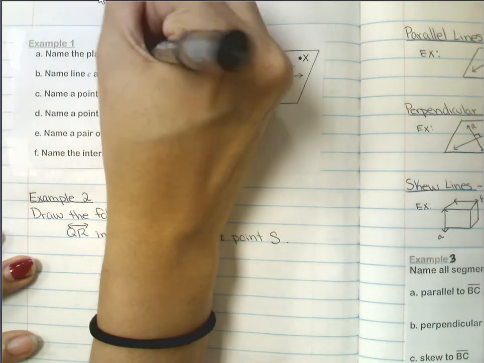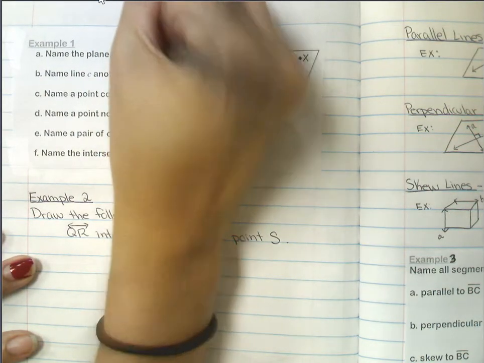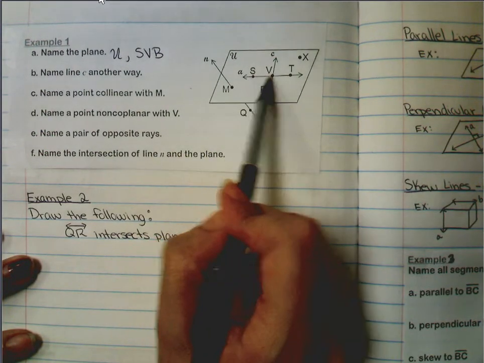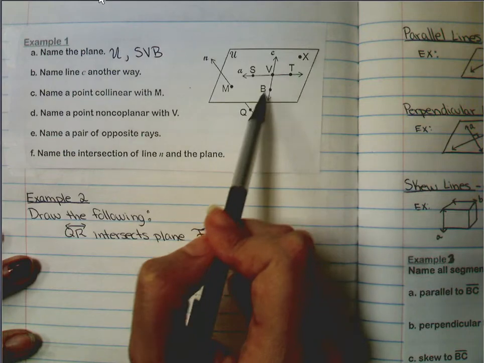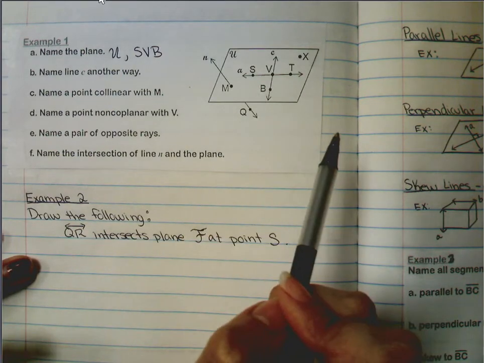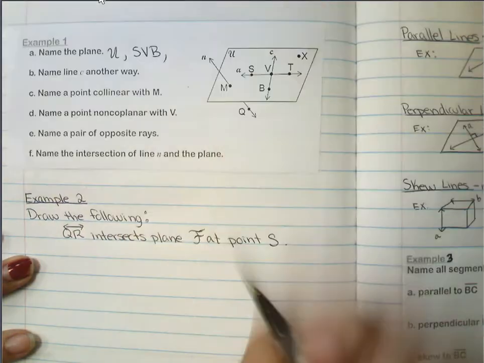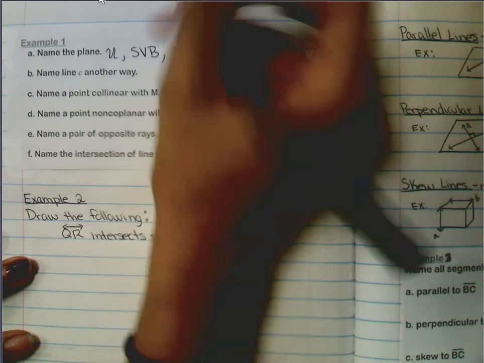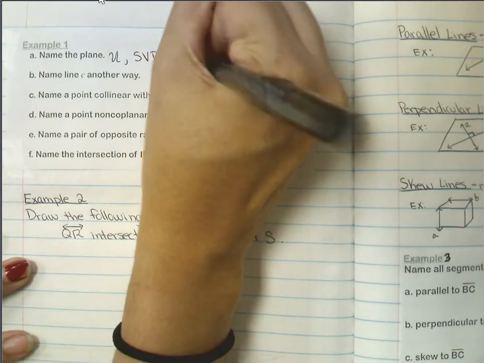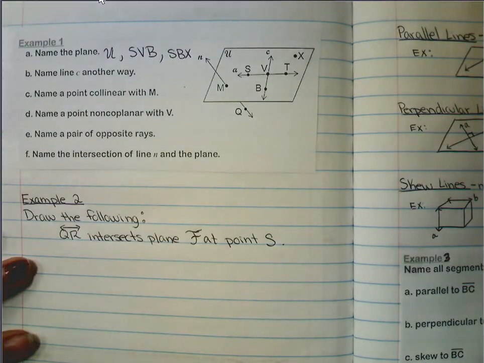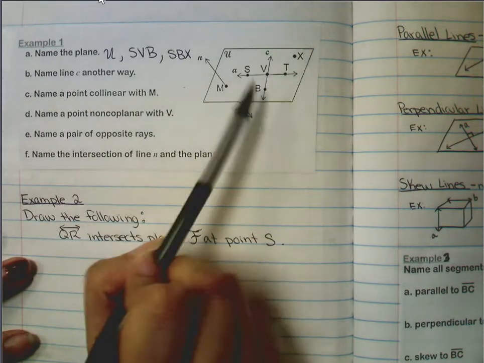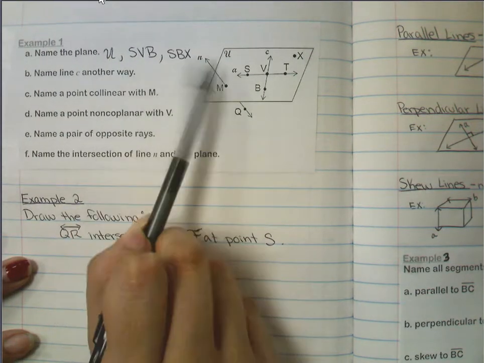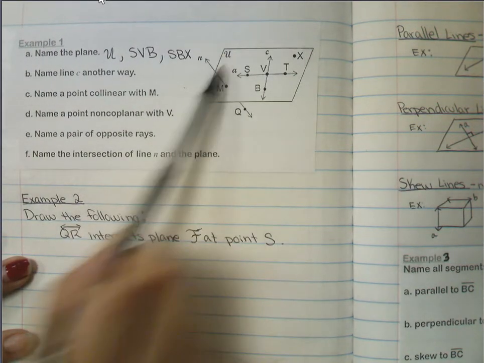So this is another way, SVB. You cannot use SVT because they're collinear. You want them to be non-collinear. So you could also use, for example, SBX. Okay, so there's several different ways to name a plane, as long as you use 3 points that are non-collinear, and you can also use the cursive letter.